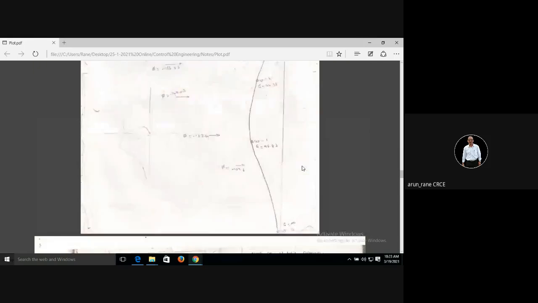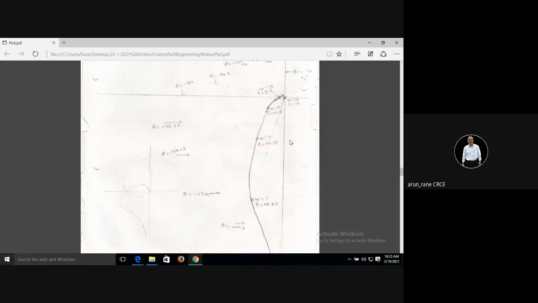Now you have to locate the point minus 1 comma 0. So minus 1 comma 0 is over here. Now if minus 1 comma 0 is outside the diagram, then the system is stable. If minus 1 comma 0 is within the diagram, then the system is unstable. And if minus 1 comma 0 is on the diagram or on the graph, then it is marginally stable or partially stable. So let us see now.